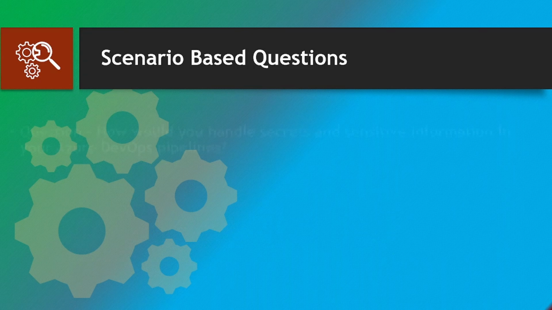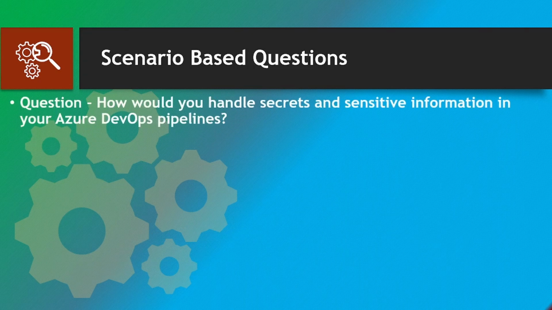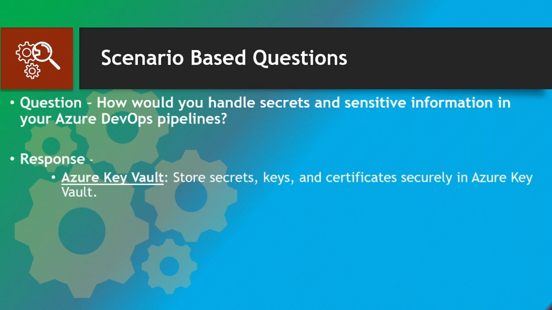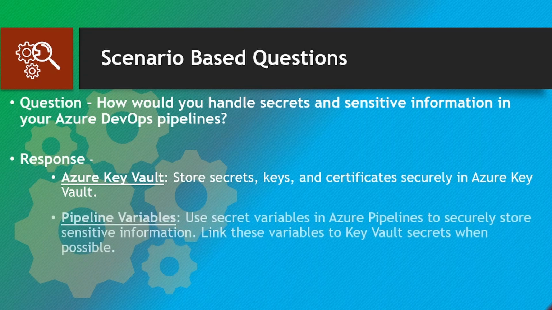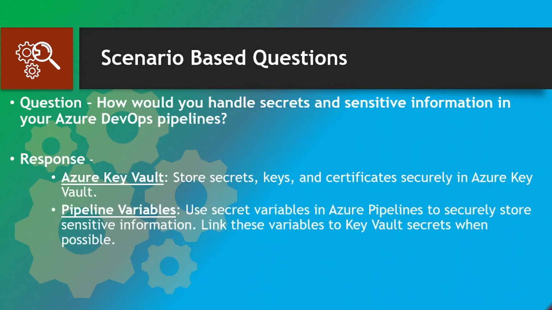Next scenario-based question is: how would you handle secrets and sensitive information in your Azure DevOps pipeline? Azure Key Vault. Store secrets, keys, and certificates securely in Azure Key Vault. Pipeline variables. Use secret variables in Azure Pipelines to securely store sensitive information. Link these variables to Key Vault secrets when possible.